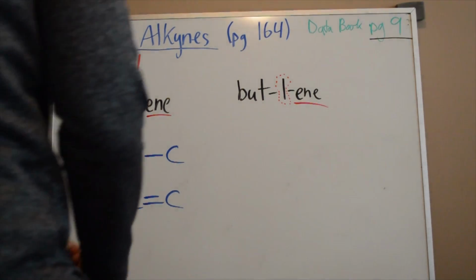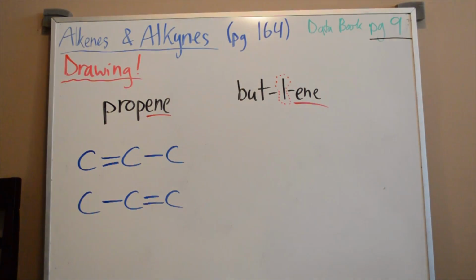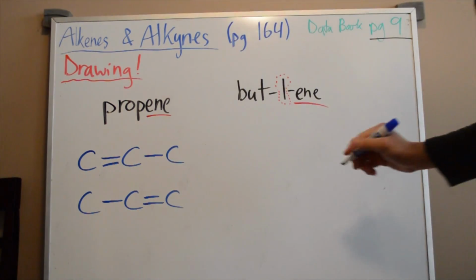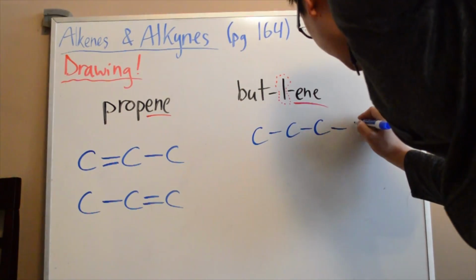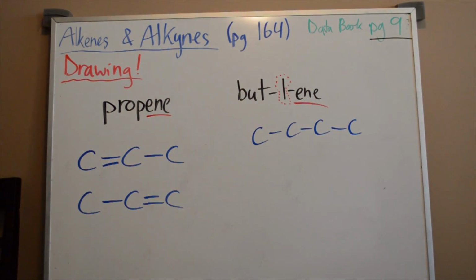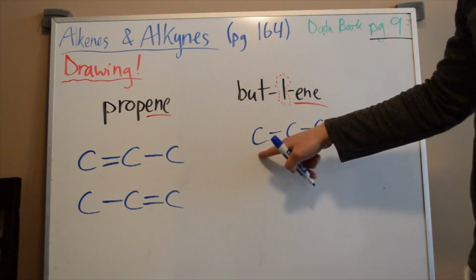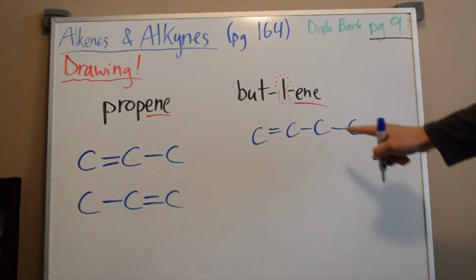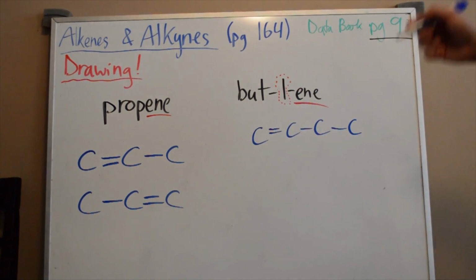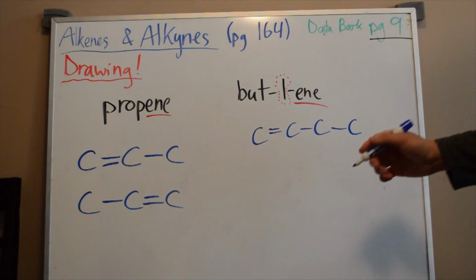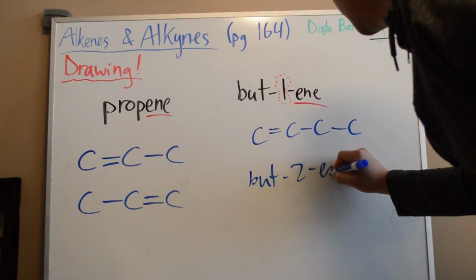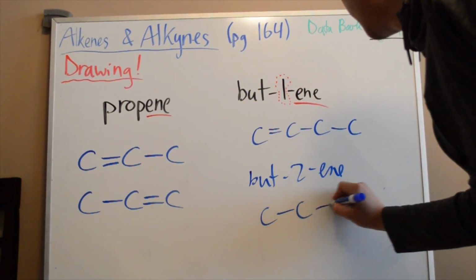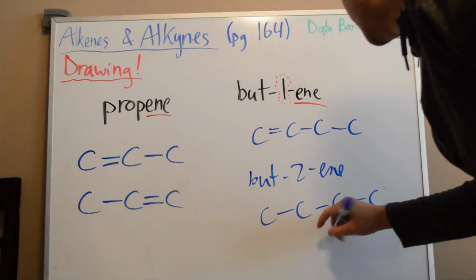Now what about but-1-ene? Well, but-1-ene, methane, ethane, propane, butane, 4 carbons. We got 1, 2, 3, and 4. Okay, where am I going to put the double bond? On the first carbon, right over here, okay? This, okay, is a different molecule than this, but-2-ene. 1, 2, 3, 4, 1, 2, there.